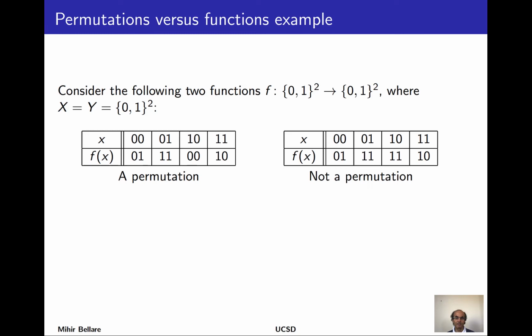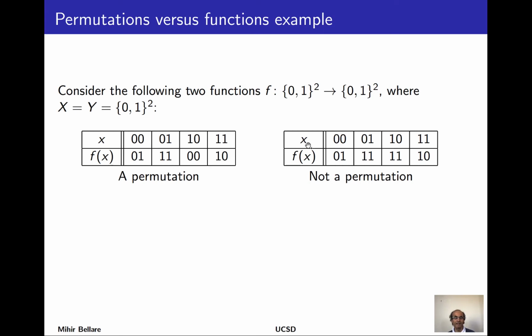Here's an example of functions mapping 2-bit strings to 2-bit strings. So the domain and range sets are both {0,1}^2. We display them via a table. So we show all possible inputs, which are all possible 2-bit strings, and for each, we show an output, f of x. So if you look at these, we show two possible functions. You might notice that the first one is a permutation and the second isn't.